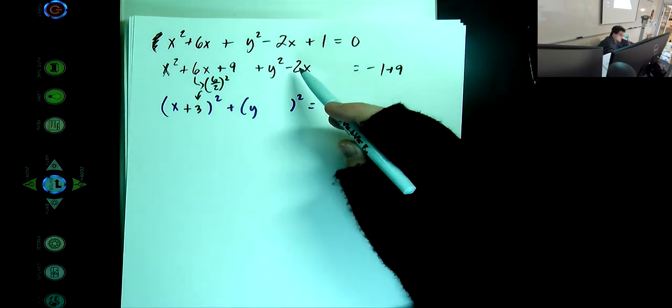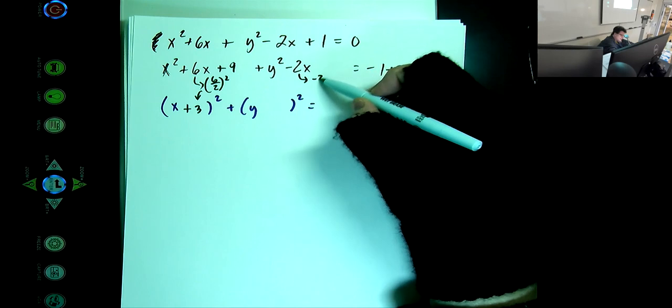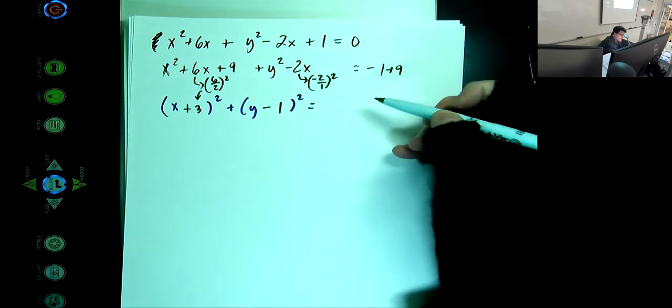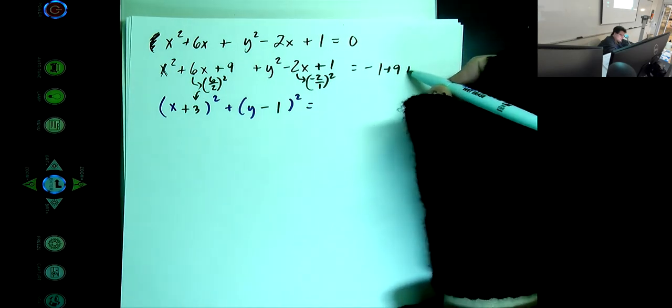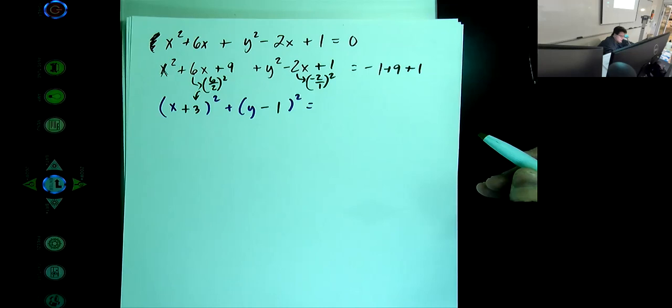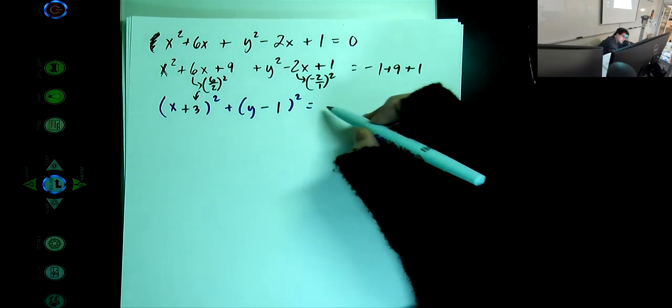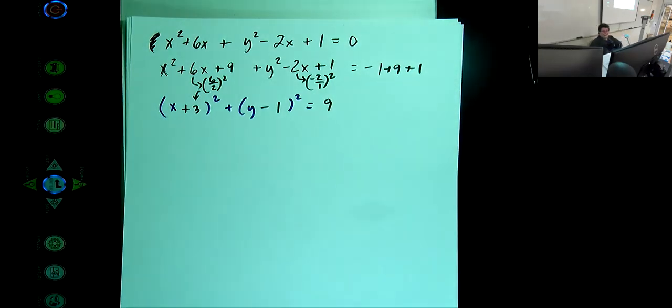Same thing with the -2. If I take -2 and cut it in half, I get -1. I'll put -1 here. When I square it, I get +1. Holy shit, I randomly pick numbers and end up with a radius that's good. When I add up the right side, I get 9. I got lucky.